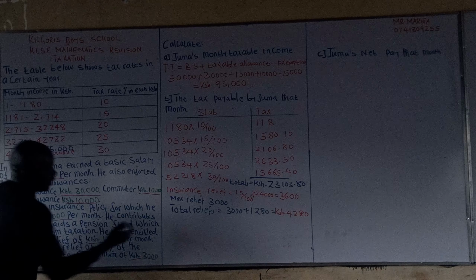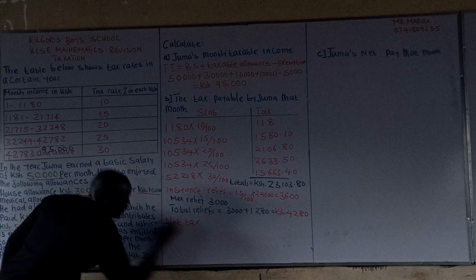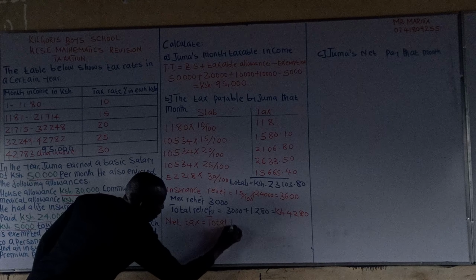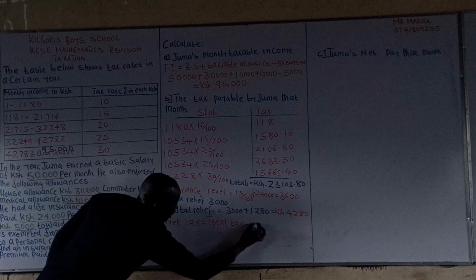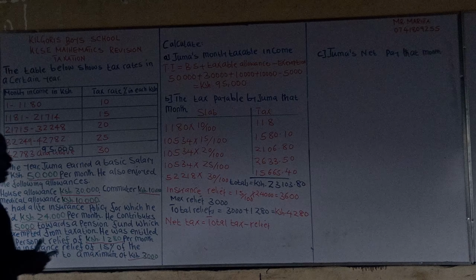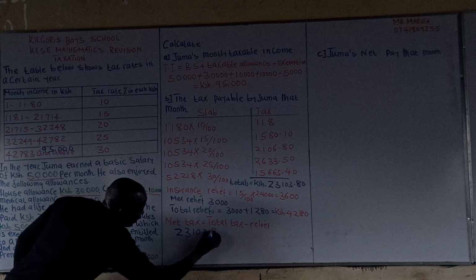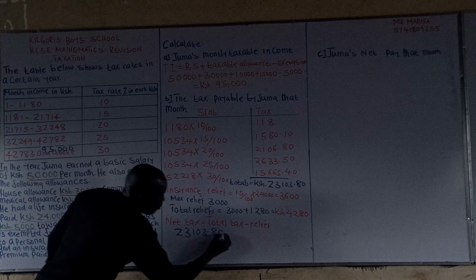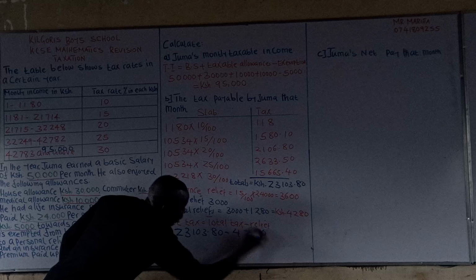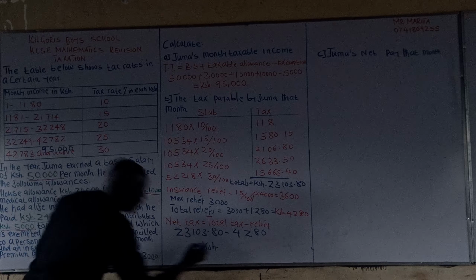Then now we need to get the net tax. So you get the net tax. Net tax is equivalent to the total tax minus relief. The total tax minus relief. So our total tax was equivalent to 23,103.80 in that case, minus the total relief of Kenya shillings 4,280. So the net tax now will be equivalent to Kenya shillings 18,823.